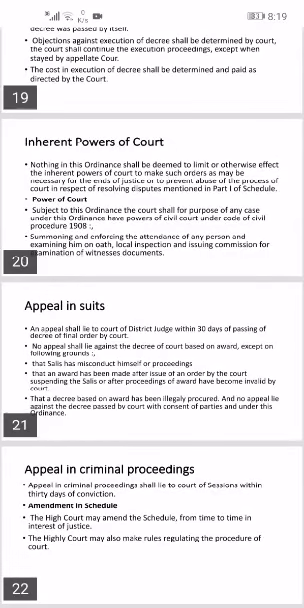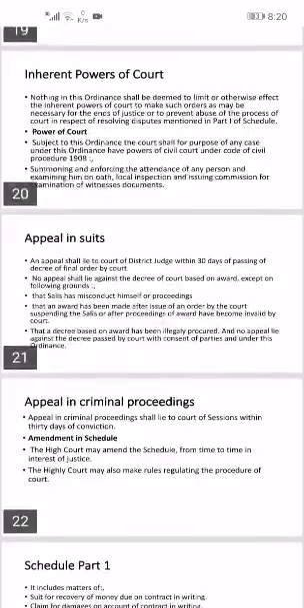Inherent power of court. Nothing in this ordinance shall be deemed to limit or otherwise affect the inherent powers of court to make such order as may be necessary for the ends of justice, or to prevent abuse of the process of court in respect of resolving disputes mentioned in Part 1 of Schedule. Power of court. Subject to this ordinance, the court shall for purpose of any case under this ordinance have powers of civil court under Code of Civil Procedure 1908, summoning and enforcing the attendance of any person and examining him on oath, local inspection, and issuing commission for examination of witnesses' documents.